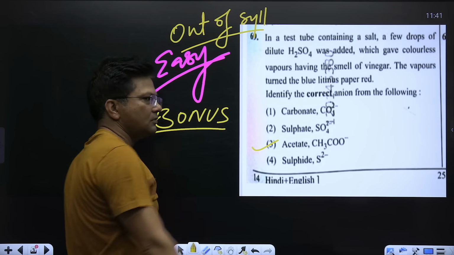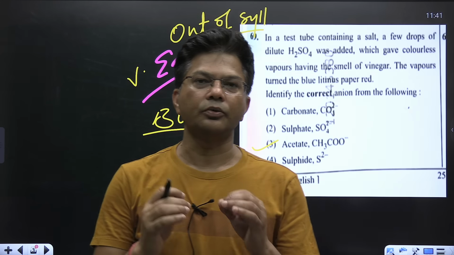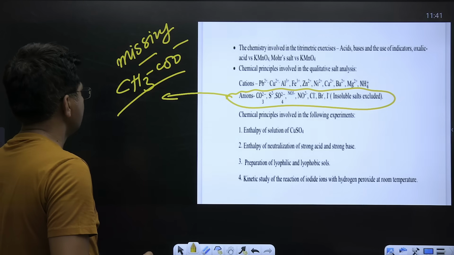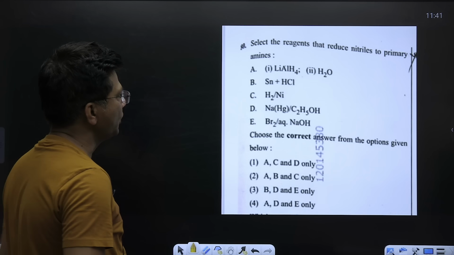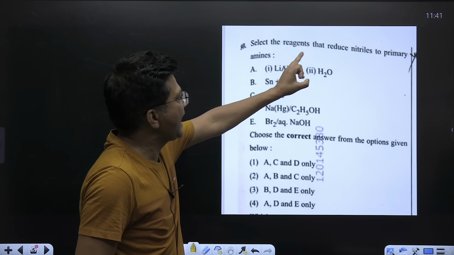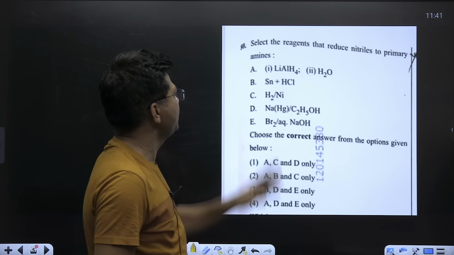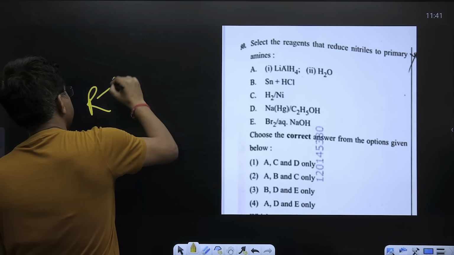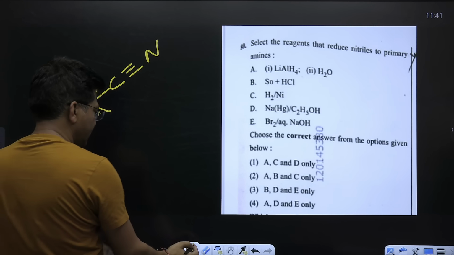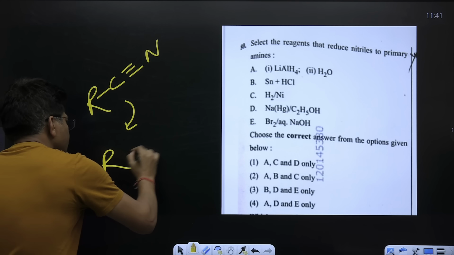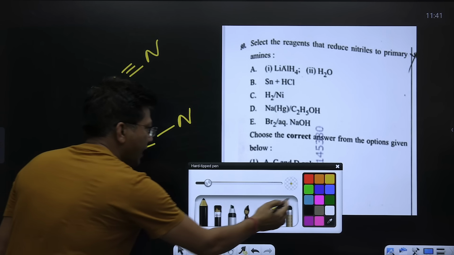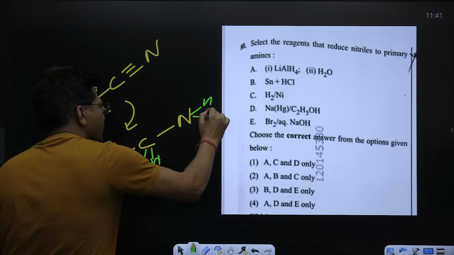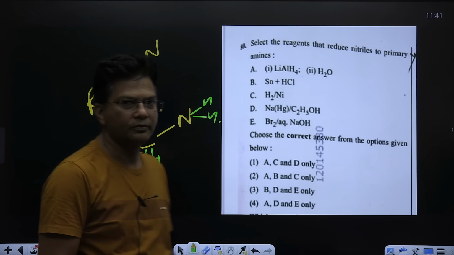Now let me come to the second question. The whole world is waiting for this question. Now my dear students, see, this question is this one. Select the reagents that reduce nitrile to primary amines. Nitrile to primary amine, that means RCN is converting into R, C and N, and 2 hydrogens over here and 2 hydrogens over there. Right, my dear students? Total 4 hydrogens we have to add.